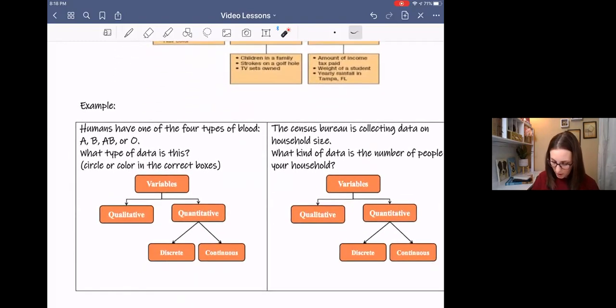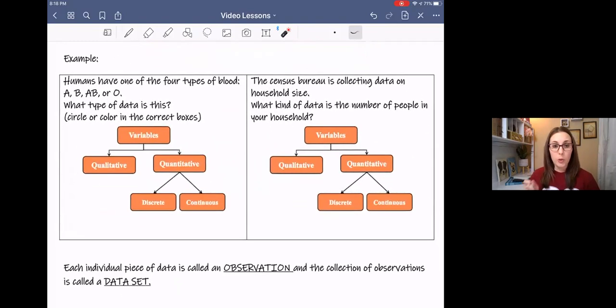We have some examples down here. Read through the examples, pause it, decide which one you think it is, and then come back. When you come back, I'll tell you the answer. So I'm assuming you've paused it and now you've come back. The first one says humans have one of four types of blood: A, B, AB, or O. I know within those there are positives and negatives, but we'll just go with those for the categories. What type of data is this?